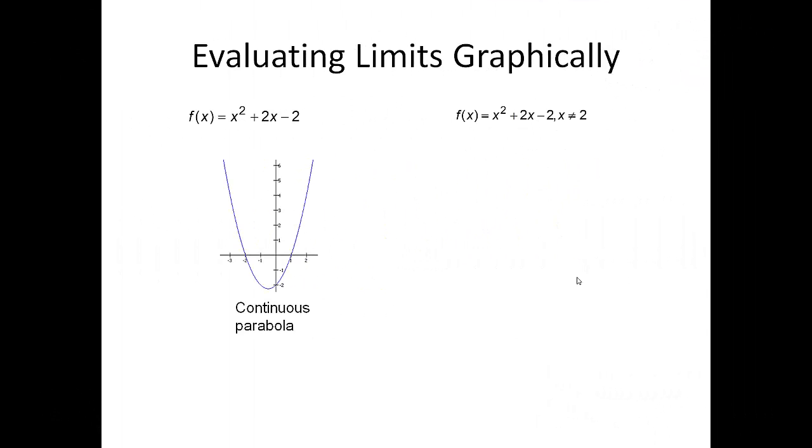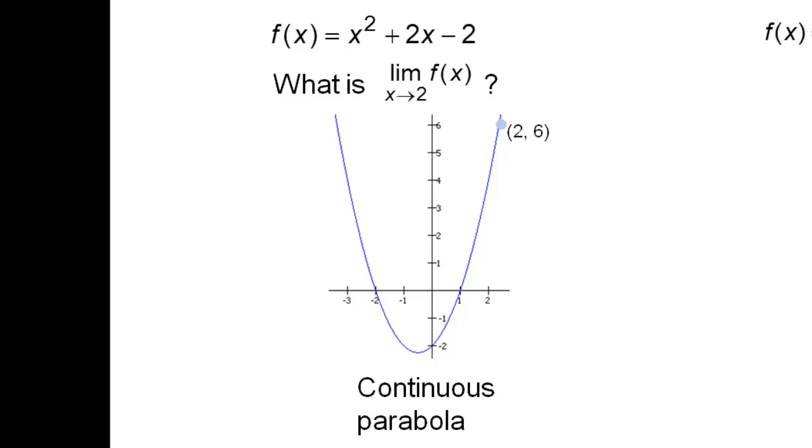Let's take the function f of x equals x squared plus 2x minus 2. Now this is a continuous function, and we want to find the limit of f of x as x approaches 2. So we're looking for what the limit is as x approaches this point from the left side and the right side. As the function approaches 2 from the left side, it appears to be going to 6. As the function approaches 2 from the right side, it also appears to be going to 6. So we would say that the limit of f of x as x approaches 2 is 6.